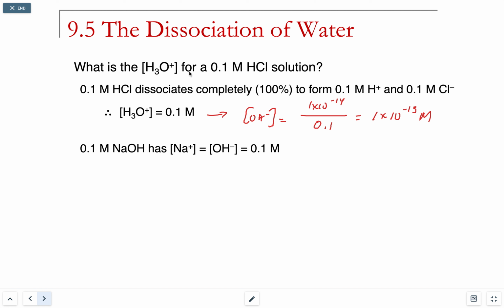Then if you're asked for a 0.1 molar sodium hydroxide solution, your starting point, you would know that the hydroxide ion concentration is 0.1 molar. Why? Because sodium hydroxide is an ionic compound and it fragments into 2 pieces, sodium ion and hydroxide.